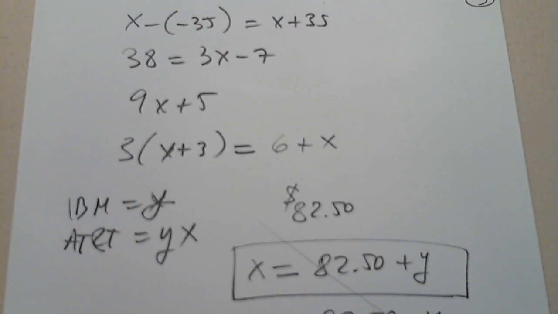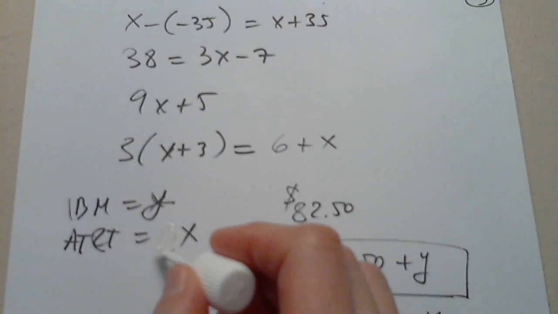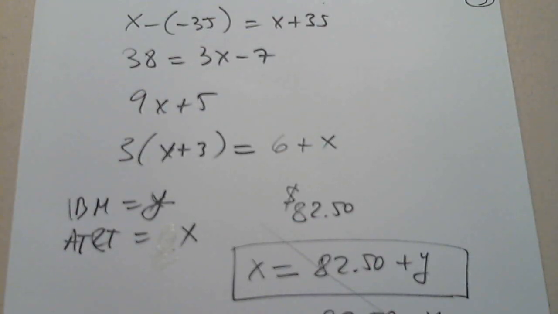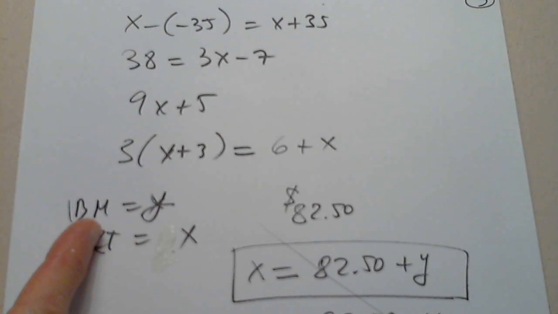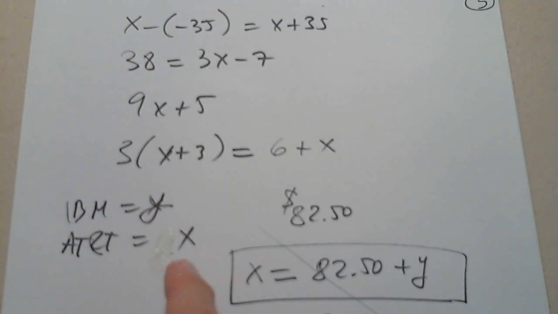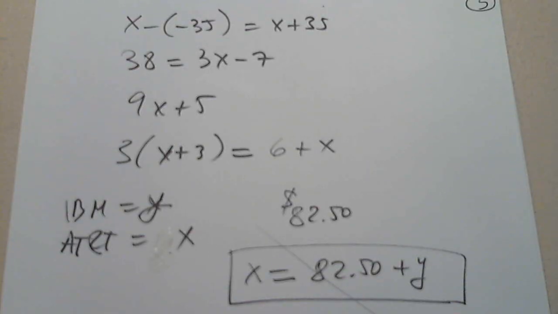Although it doesn't matter. You can always go back and rewrite it. It has to accept it. So if IBM is y, then y is x plus 82.5. That's why I put the value of the share of IBM stock is x plus 82.5, and then x is the other one. It doesn't matter, but you cannot use y. So this is the only issue. You cannot use y because it says use x to represent the unknown. That's why I had to change the variables.